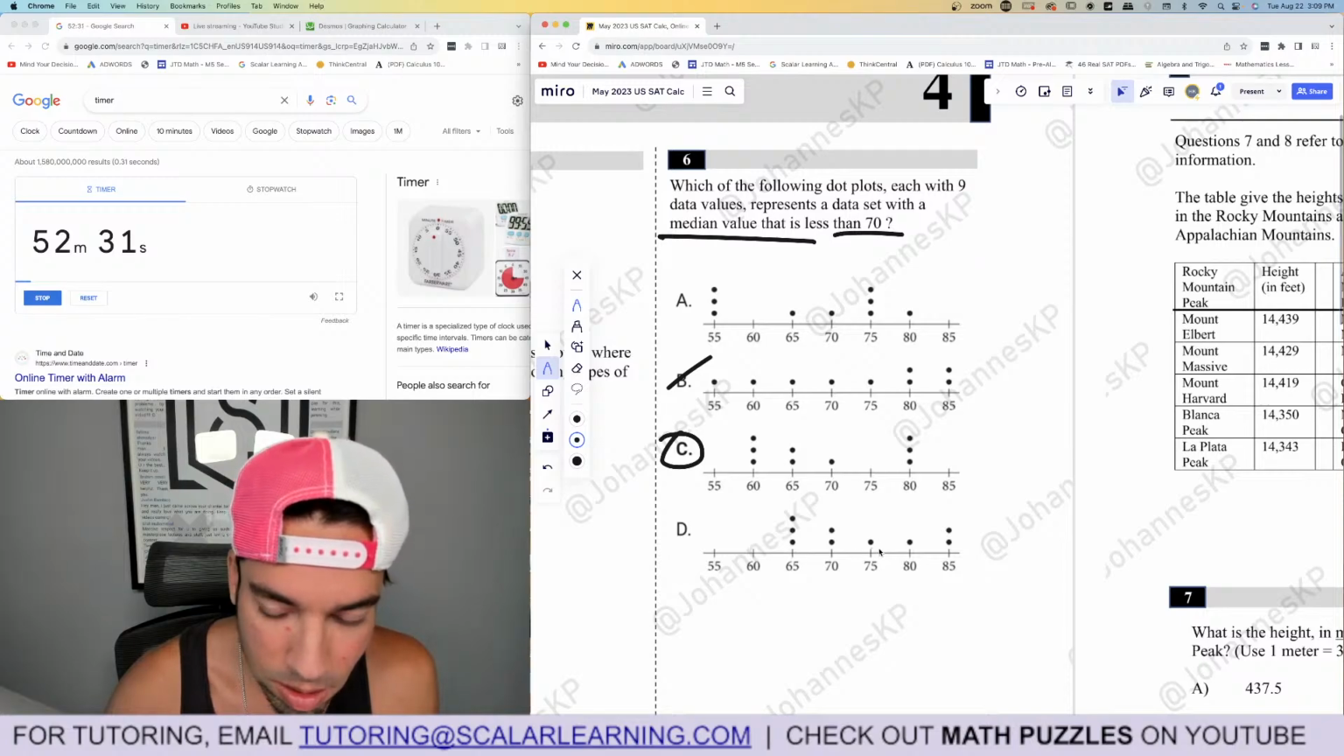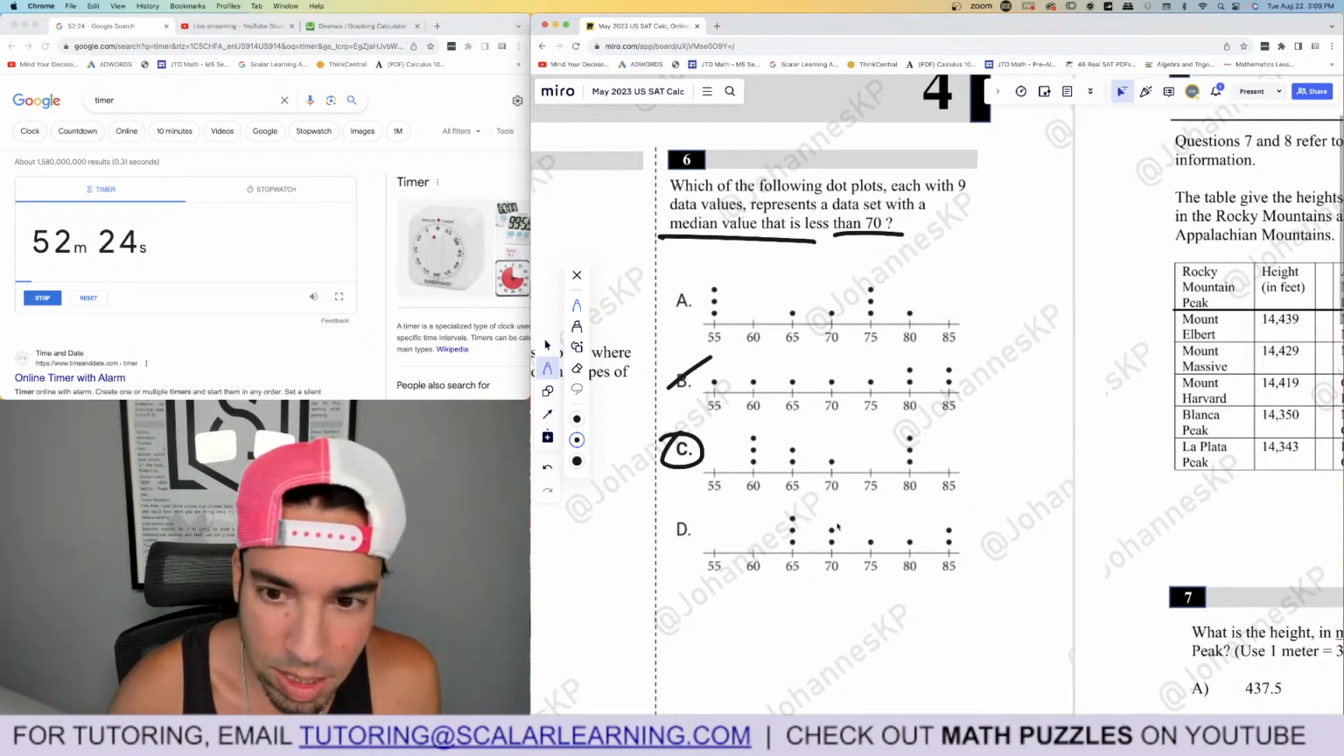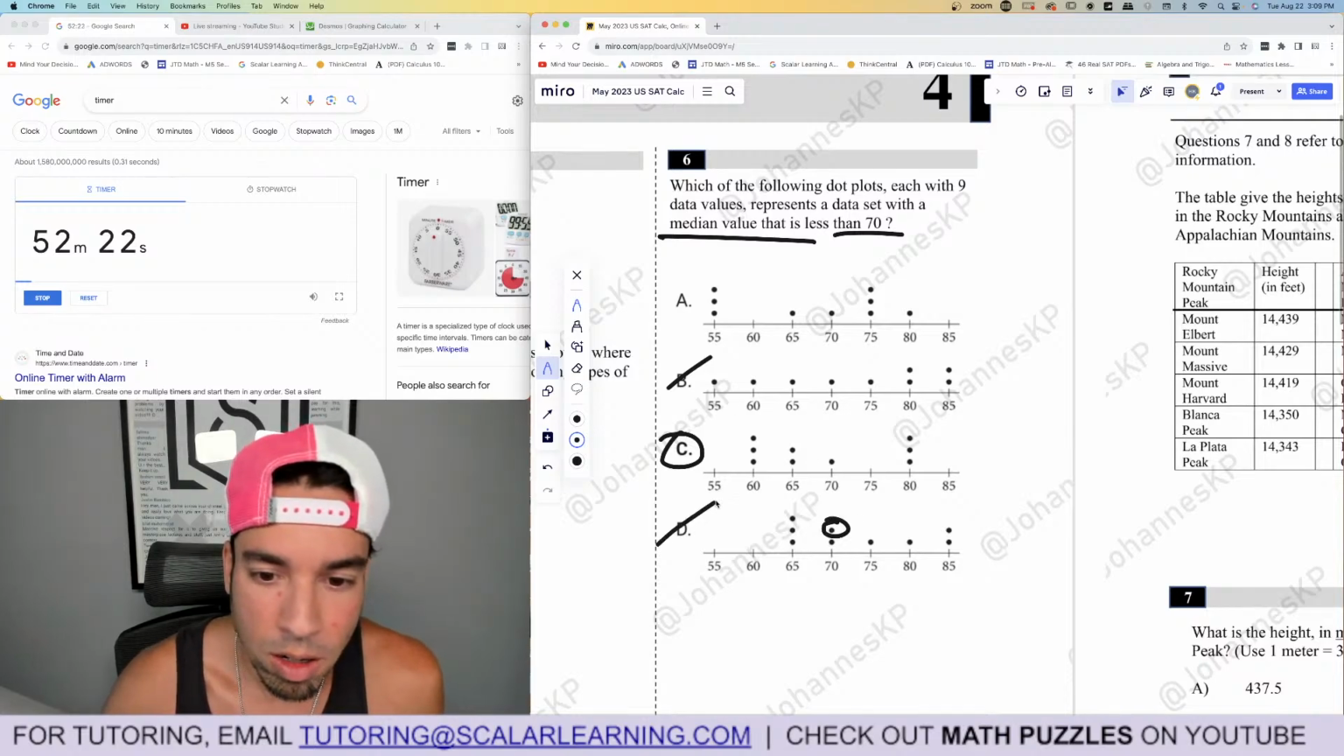This one, this is definitely not going to work. 1, 2, 3, 4, 5, 6, 7, 8. Oh, yeah, they all have 9. That's right. This would have a median at 70. And this one would also have a median at 70.